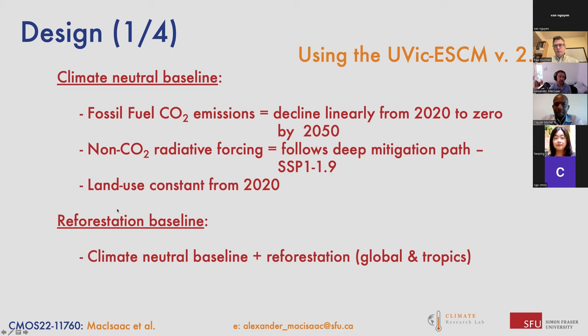Then we established a reforestation baseline. In our case, this is used to figure out the amount of carbon dioxide that our model will sequester on an ongoing basis. So this is the same emissions and radiative forcing path as the climate neutral baseline, with reforestation applied globally and also constrained to the tropics. And for reforestation, what we mean here is a return of agricultural space to the competitive algorithms for plant functional types in our model.